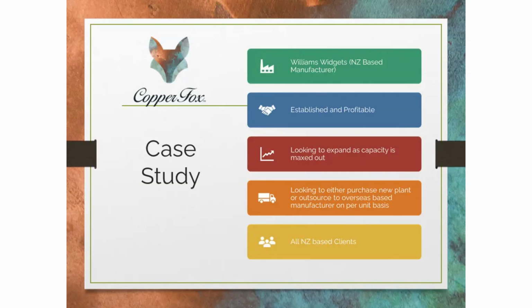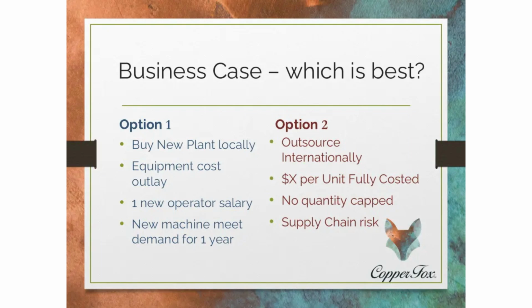This decision will shape their future growth, so it's a great example of how business planning guides critical choices, and it's a real-life scenario that many NZ manufacturers face. Williams Widgets has two main options. The first is to buy new equipment locally, which means a big upfront investment and hiring a new operator. This would cover their demand for about a year.